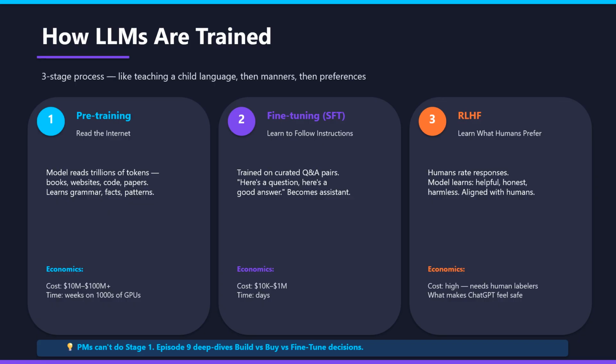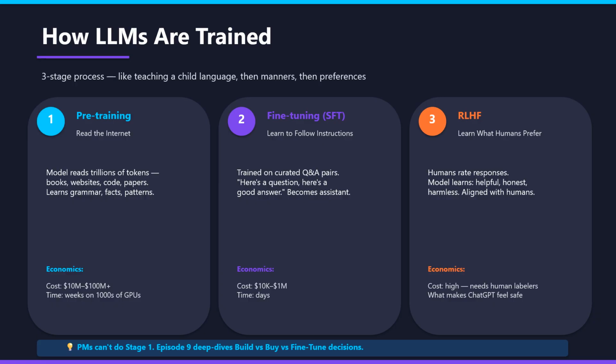Okay. And stage two, fine tuning or SFT. Learn to follow instructions. They take the base model and train it on curated question answer pairs. Here is the question, here is a good answer, like that. So this teaches the model to be an assistant. Much cheaper, 10K to $1 million. It takes days, not weeks.